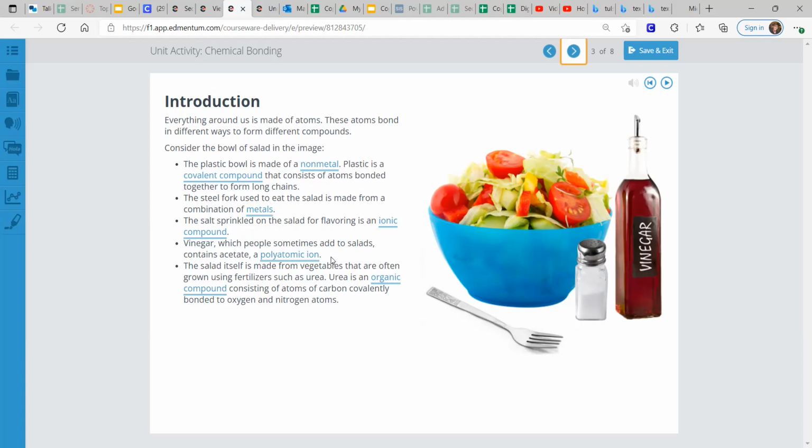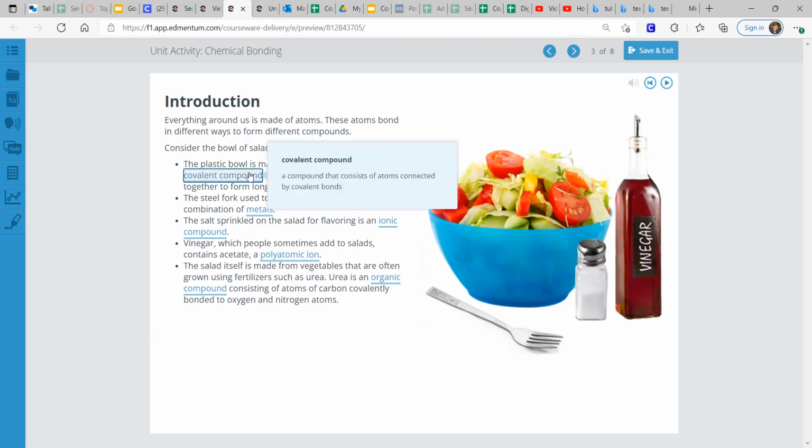The salt sprinkled on the salad for flavoring is an ionic compound. Vinegar, which people sometimes add to salads, contains acetate, and that is a polyatomic ion. The salad itself is made from veggies that are often grown using fertilizers such as urea. Urea is an organic compound consisting of atoms of carbon covalently bonded to oxygen and nitrogen. So we've got the oxygen, the nitrogen, and carbon.